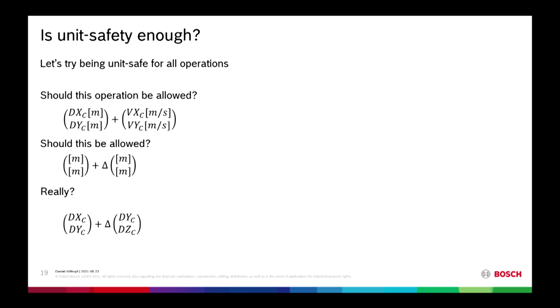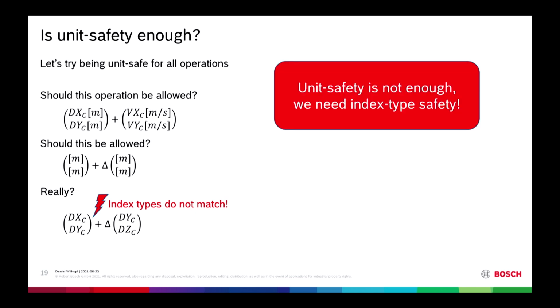So what if the first vector contains x and y position in vehicle frame, and the second vector is a displacement vector, but with y and z indices in the same frame? Then these two vectors describe completely different things, and it should not be possible to add them together. So this is sort of the conclusion that we should take home from here. The index types do not match up. And the conclusion is that unit safety is not enough. We actually want index type safety in our linear algebra operations.